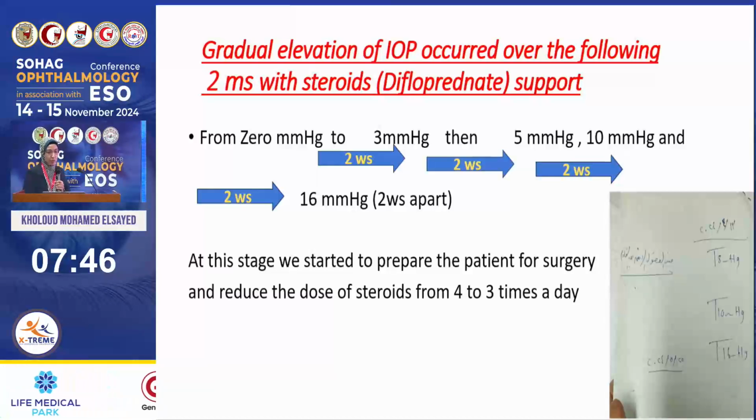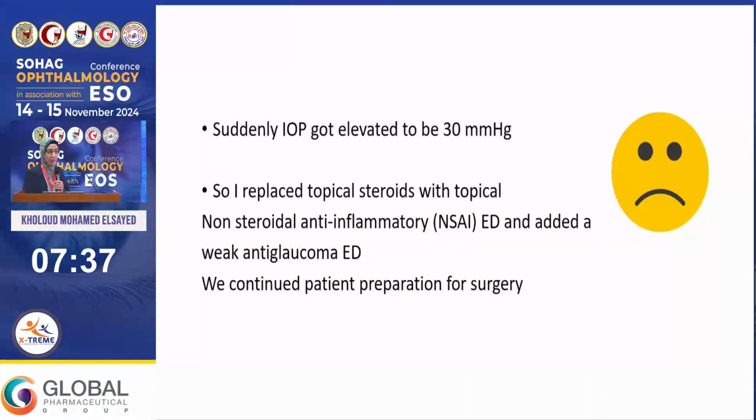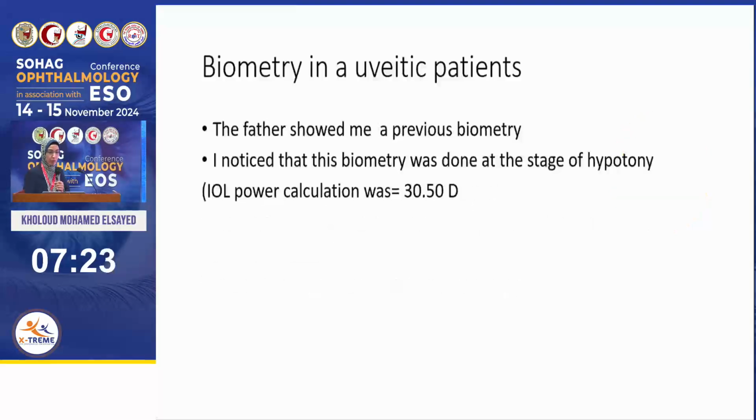At this stage, we started to prepare the patient for surgery and reduce the dose of steroids from 4 to 3 times a day. Suddenly, intraocular pressure got elevated to be 30 mm mercury. So, I replaced the topical steroids with topical non-steroidal anti-inflammatory eye drops and added a weak anti-glaucoma eye drop. We continued patient preparation for surgery.